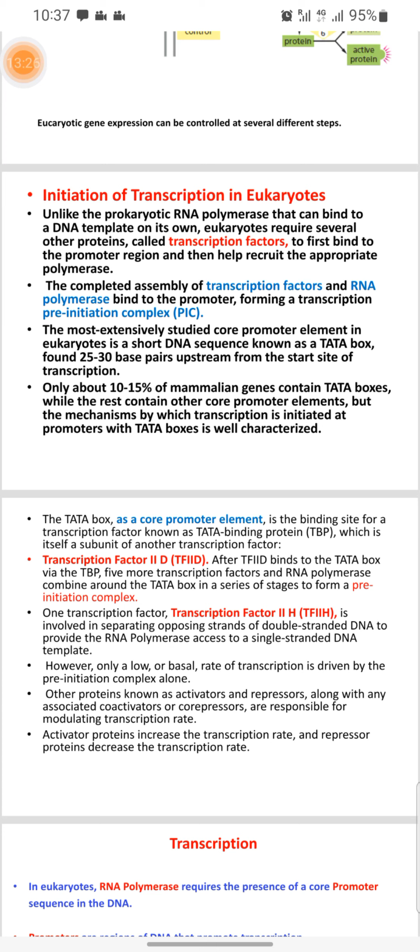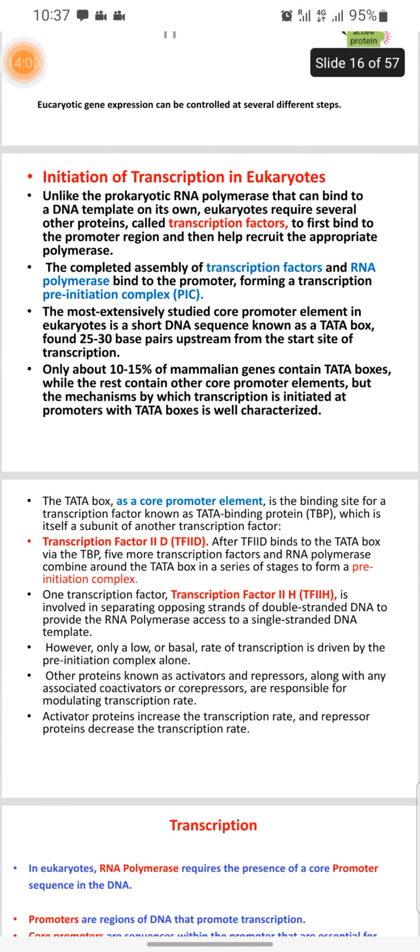The most extensively studied core promoter element in eukaryotes is a short DNA sequence called the TATA box. The TATA box is a small DNA sequence found 25 to 30 base pairs upstream from the start site of transcription. Only about 10 to 15% of mammalian genes contain TATA boxes, while the rest contain other core promoter elements. But the mechanism by which transcription is initiated at promoters with the TATA box is well characterized.